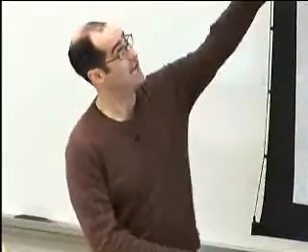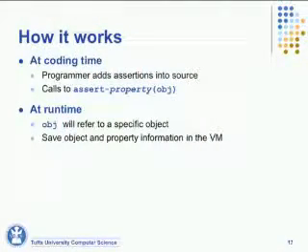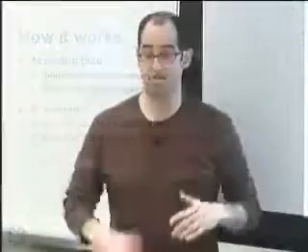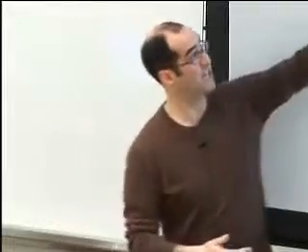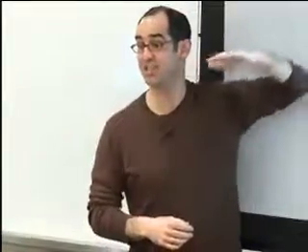So how does this work? At coding time, you add assertions into your source code. So this is a programmer-driven technique. You have to go in and put these things in there, or it doesn't do anything. So you assert a property on some object. At runtime, the inputs refer to specific instances of objects in the heap. And what the system does is it just saves the object along with the information about the property that you asserted. So nothing really happens when you execute the assertion itself. I just squirrel the information away in some secret table inside the JVM.